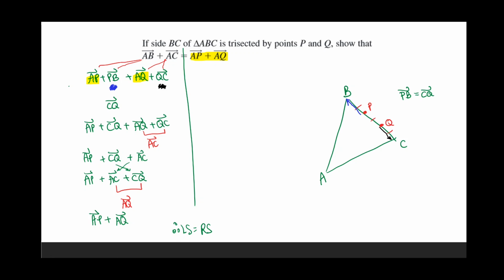I do want to say that this particular proof is not unique. You could have totally gone in a different direction. As long as every step that you make is valid and you justify it somehow, then you're good.